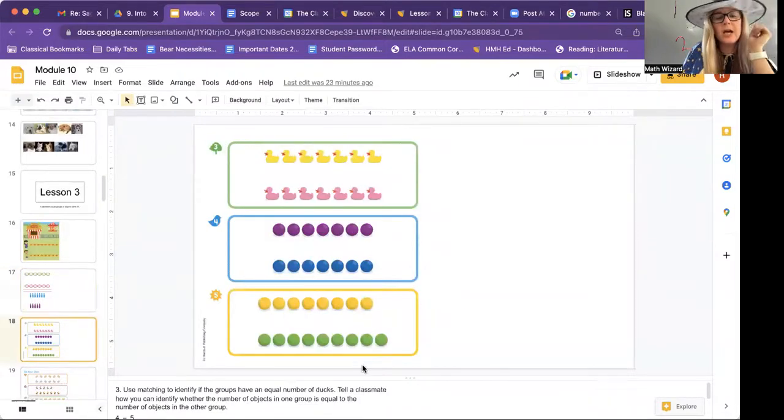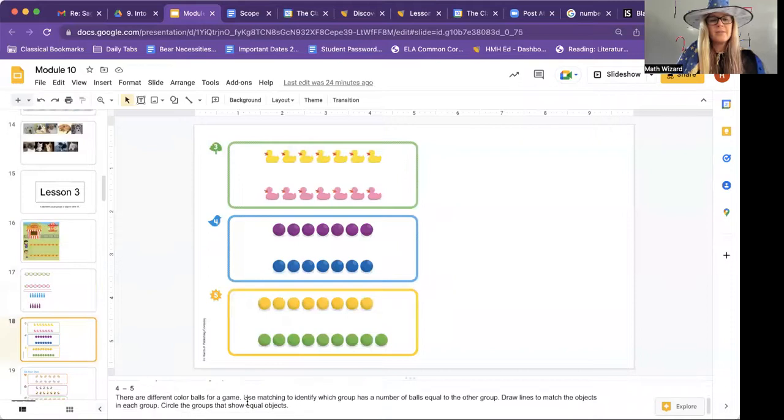Here's another. For this one here with the duckies, you're going to use matching to identify if the groups have an equal number of ducks. All right. Instead of telling a classmate, since you probably don't have a classmate, I want you to tell your homeschool teacher how you can identify whether the number of objects in one group is equal to the number of objects in the other group. All right. You can pause this while you do that.